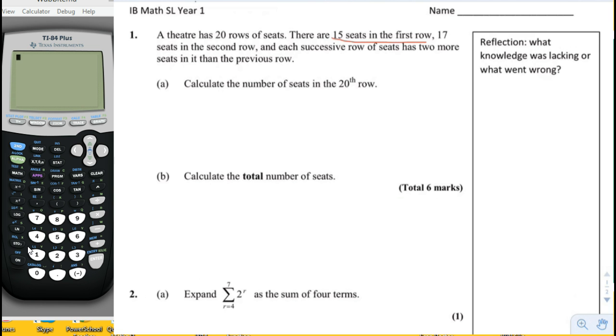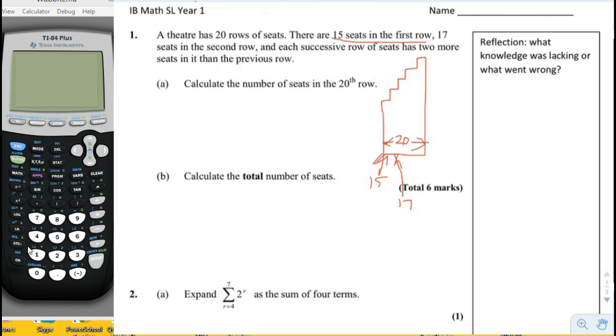Okay, so if you can imagine from our investigation, we had those little shapes, those trapezoids, and basically what we have is in the first row we have 15 seats. In the second row we have 17 seats. And the last row is the 20th row, so our width of the trapezoid is 20. Calculate the number of seats in the 20th row, which is the last row.